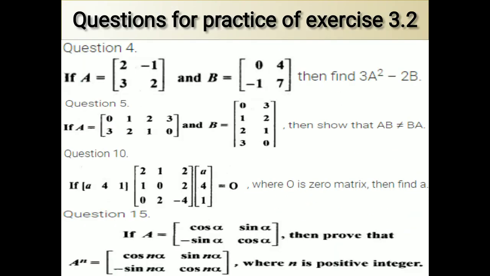Next, questions for practice of exercise 3.2. I have mentioned question numbers 4, 5, 10 and 15, which I find generally asked in the board exams. Okay, and they are important. If you practice such type of questions, you are going to get marks in your board exams as well as in your half yearly. So focus on these type of questions. You can practice these questions and get back to me. You can mention in the comment box if you have any issues, and I'll try to solve those queries of yours.